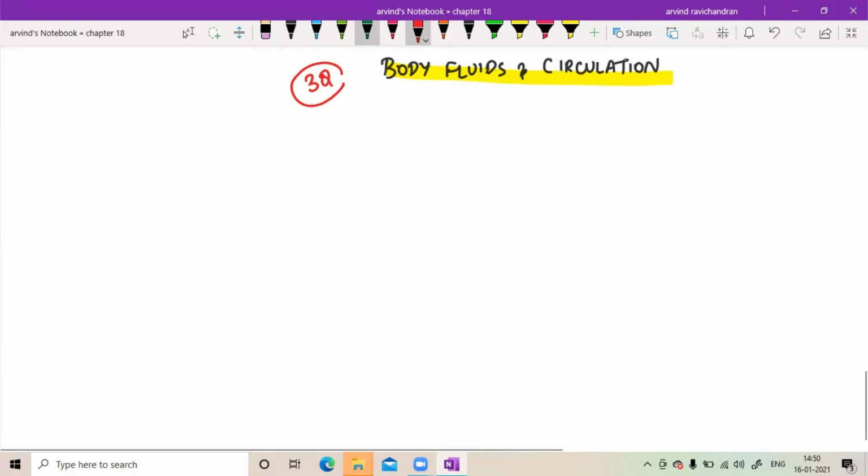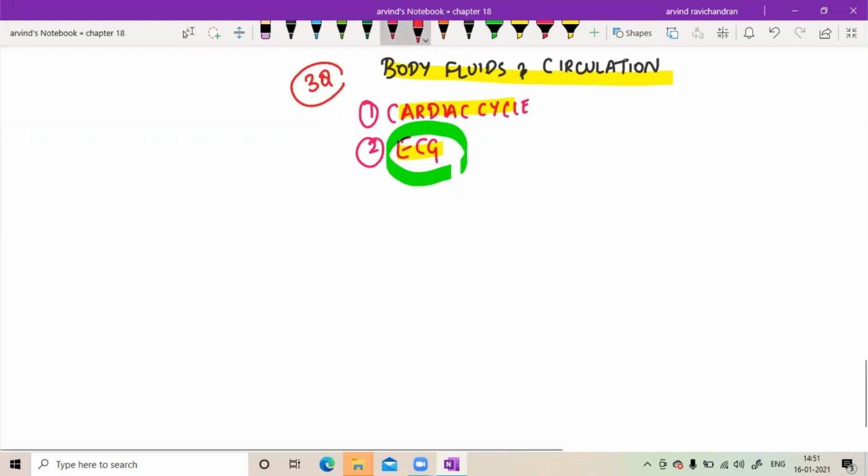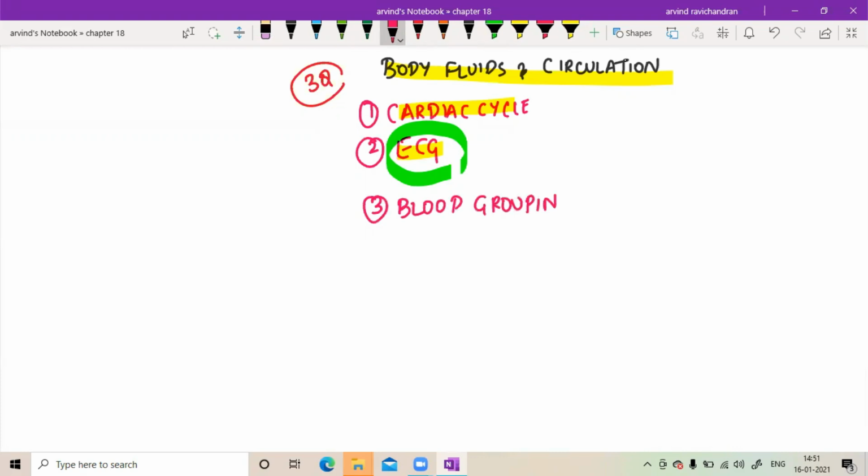From body fluids and circulation, the important high yield topics, if you ask me, the first will be your cardiac cycle, and they can ask you a question definitely on ECG. So these two appear every year, and ECG is almost a definite question. You cannot escape from ECG, right? And the third question on blood grouping. All these topics have been put as separate videos. I'll be discussing them in the upcoming videos.